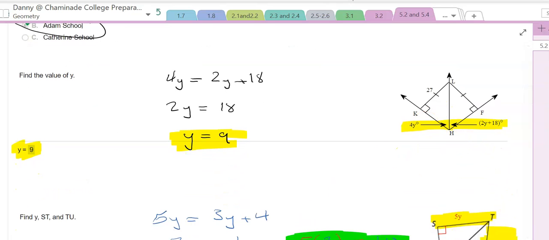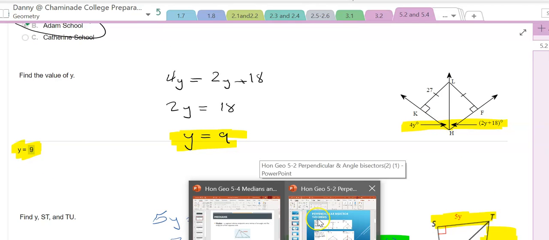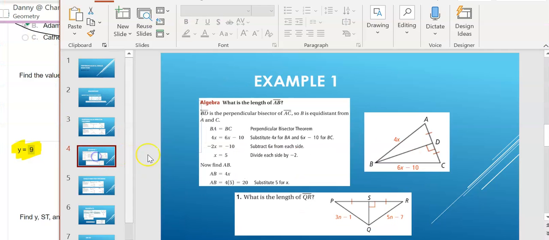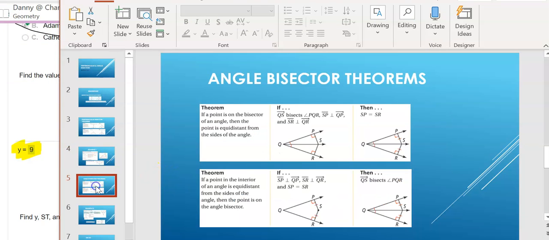Here we're looking at something very similar to what we looked at. This is called an angle bisector, and it does the same thing. It creates angles that are equal. The same way that we can divide the side length into equal parts, we can divide an angle into equal parts, and this is called an angle bisector.